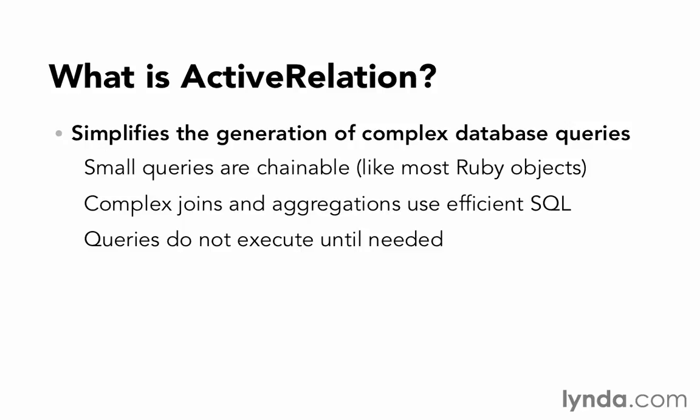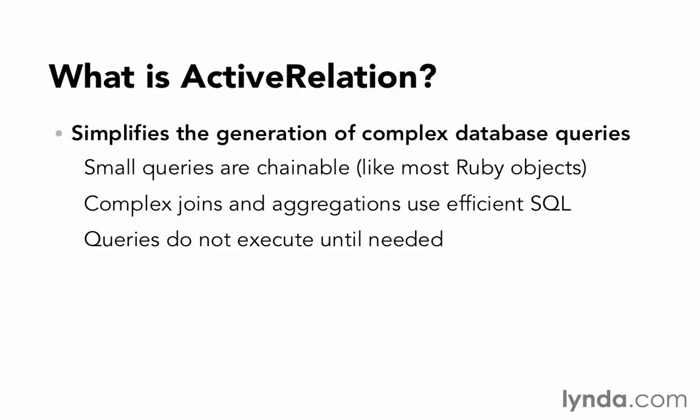Active relation is going to be used heavily by active record for queries and for managing the relationships between our objects. You can think of active relation as the sort of underpinning of active record. Active record sort of sits on top of it. Active relation mostly lives behind the scenes, but it's important to understand what it does for us.